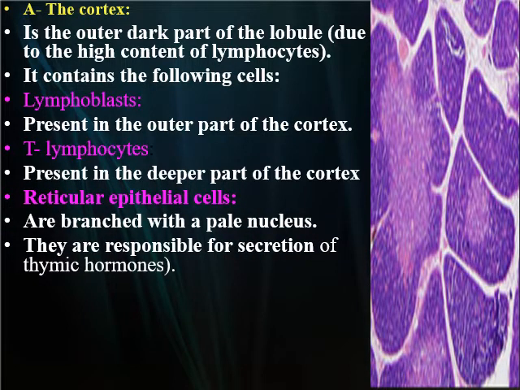Reticular epithelial cells are branched cells with a pale nucleus. They are responsible for secretion of thymic hormones, and there are also a few macrophages.